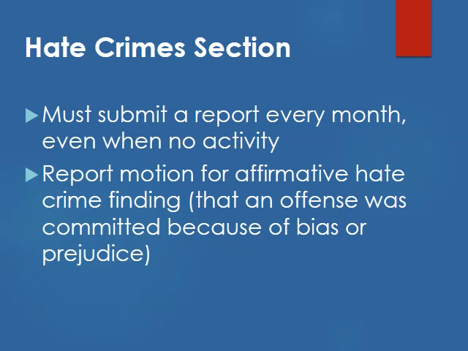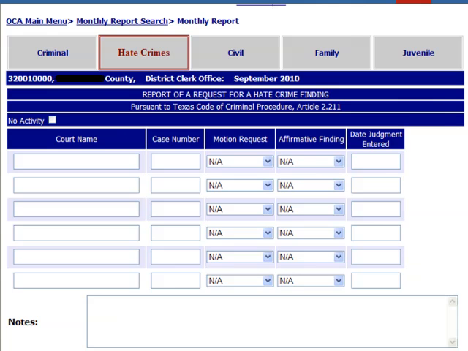The hate crime section is required to be submitted each month if the courts have criminal jurisdiction, even when there is no activity to report. Article 2.211 of the Code of Criminal Procedure requires the clerk to report any case in which a motion is made for an affirmative finding where an offense was committed because of bias or prejudice. The report must also indicate whether the affirmative finding was entered in the judgment in the case. So, if you report criminal activity, ensure that you also submit the hate crimes report.